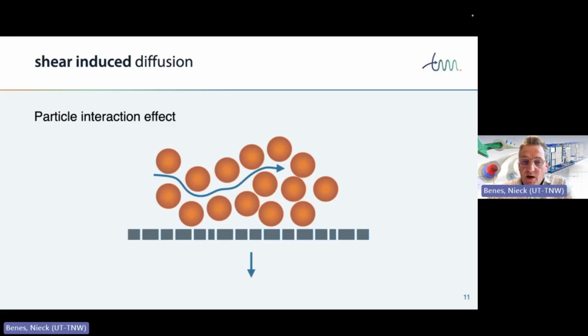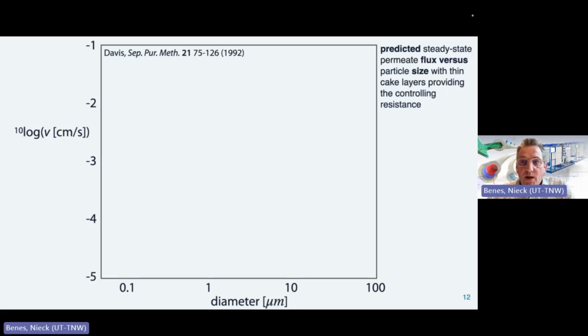So the particles will have an influence on the flow field, the direction of the flow of the solvent through this sort of concentrated region, and this will actually cause movement of the particles, and this will induce something called shear-induced diffusion. And also this is a transport mechanism that will lead to transport of particles away from the surface of the membrane. Now we can plot these things.